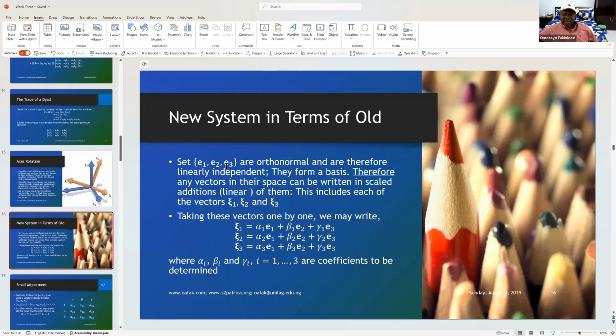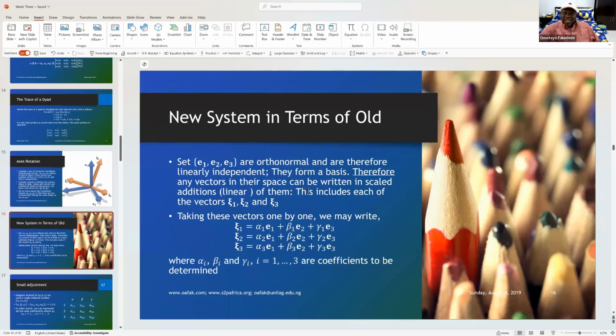Set E1, E2, E3 are autonomous and therefore linearly independent. They form a basis. Therefore, any vector in their space can be written as a linear combination of them. This includes each of the vectors xi1, xi2, xi3, because even though xi1, xi2, xi3 are now bases of their own and they are controlling their own space, they too are vectors. So each one of them can be expressed in terms of E1, E2, and E3. So we can say xi1 is alpha 1 E1, because it will have a component on E1, another component on E2, another component on E3. They can be zero, depending on how much rotation you have.